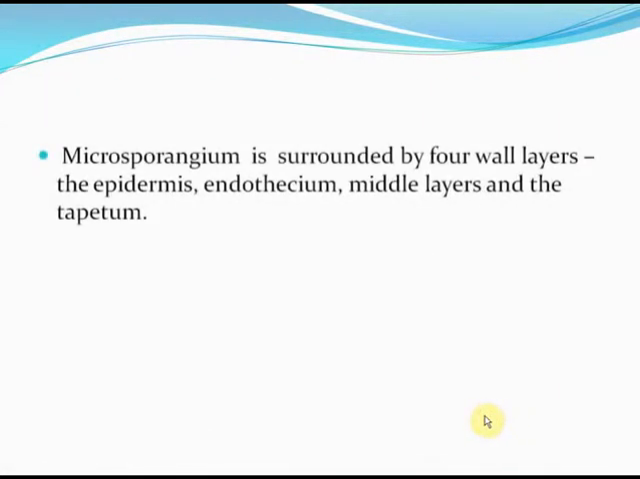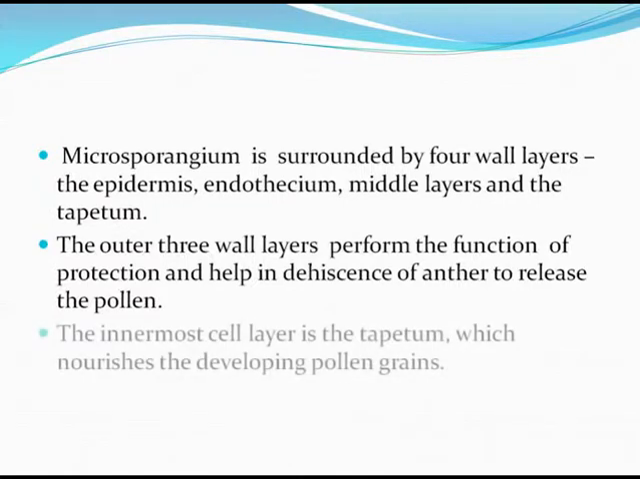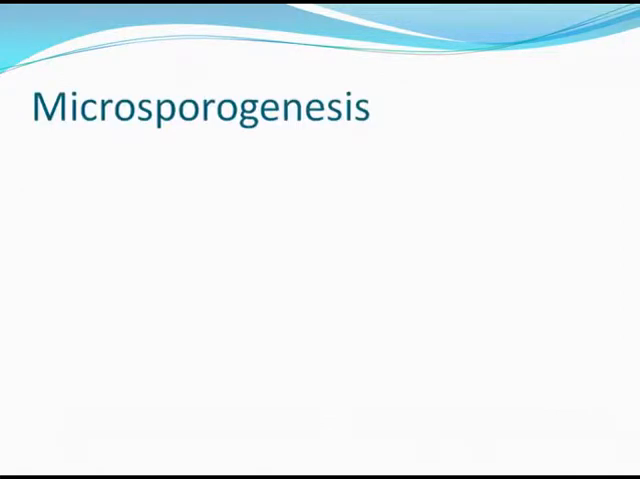The microsporangium is surrounded by 4 wall layers: the epidermis, the endothecium, the middle layers and the tapetum. The outer 3 wall layers perform the function of protection and help in dehiscence of the anther to release the pollen. The innermost cell layer is the tapetum, which nourishes the developing pollen grains.